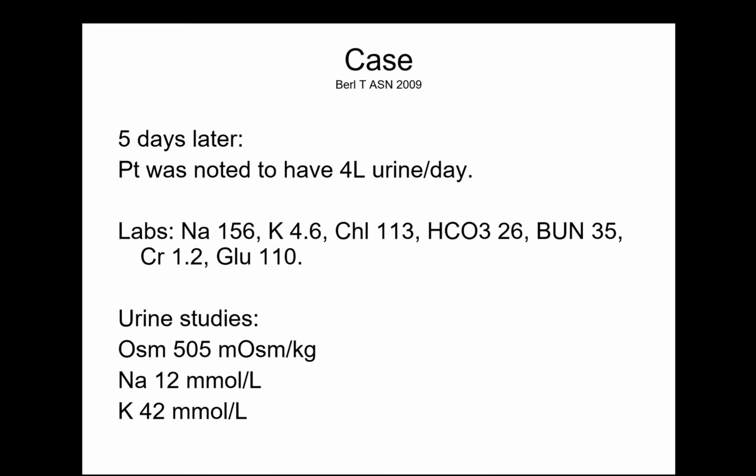We already established that she has a solute diuresis because we said her total output is very high, right? 2,000. So now you want to look at the urine. Compared to the plasma, is the urine more concentrated or not? What's her plasma osm?